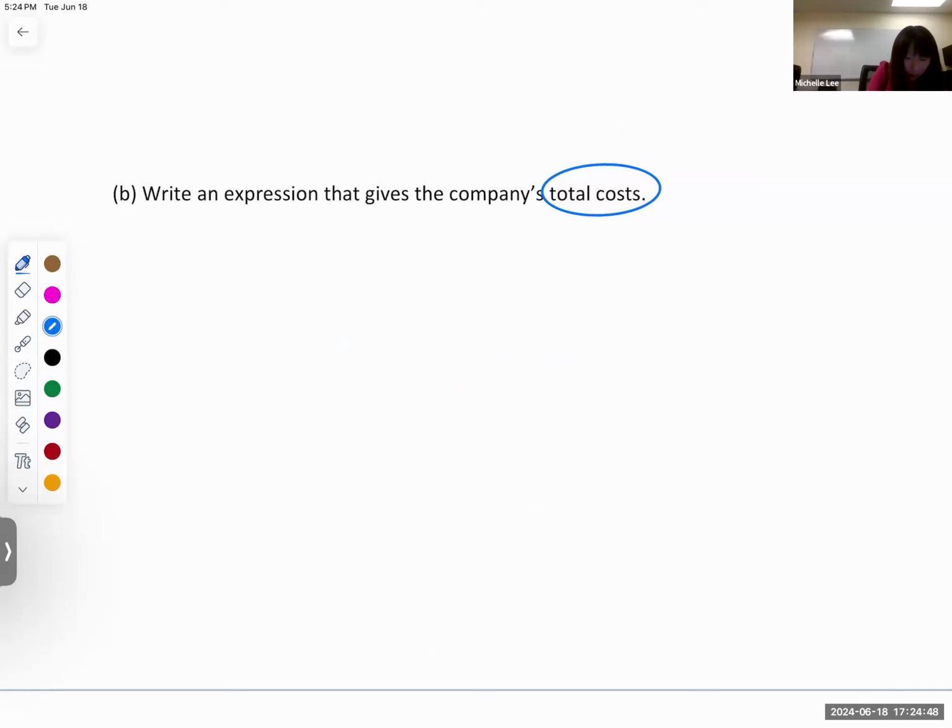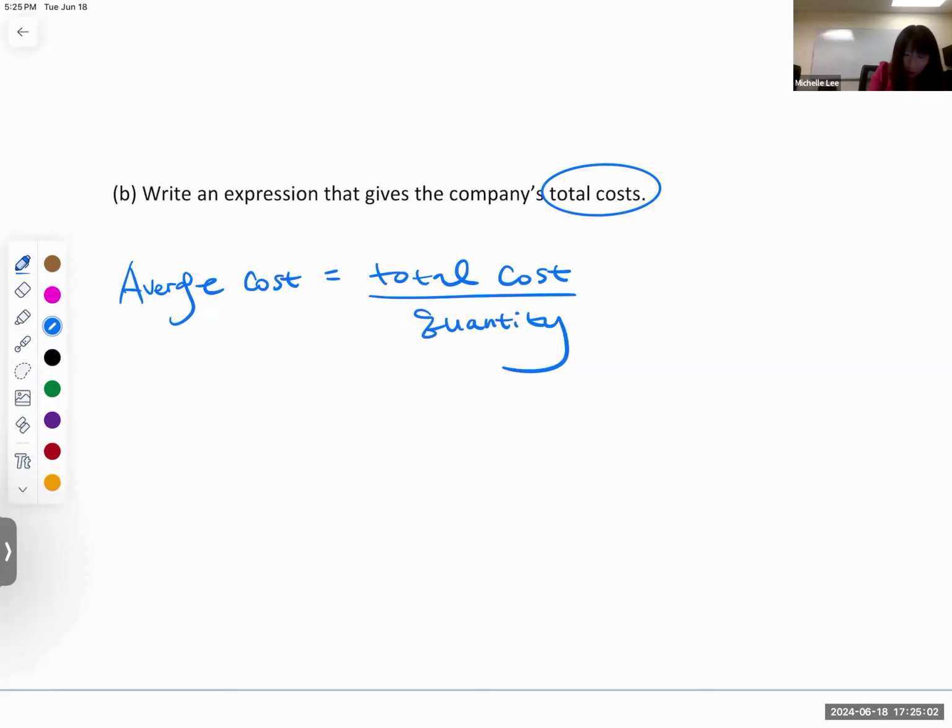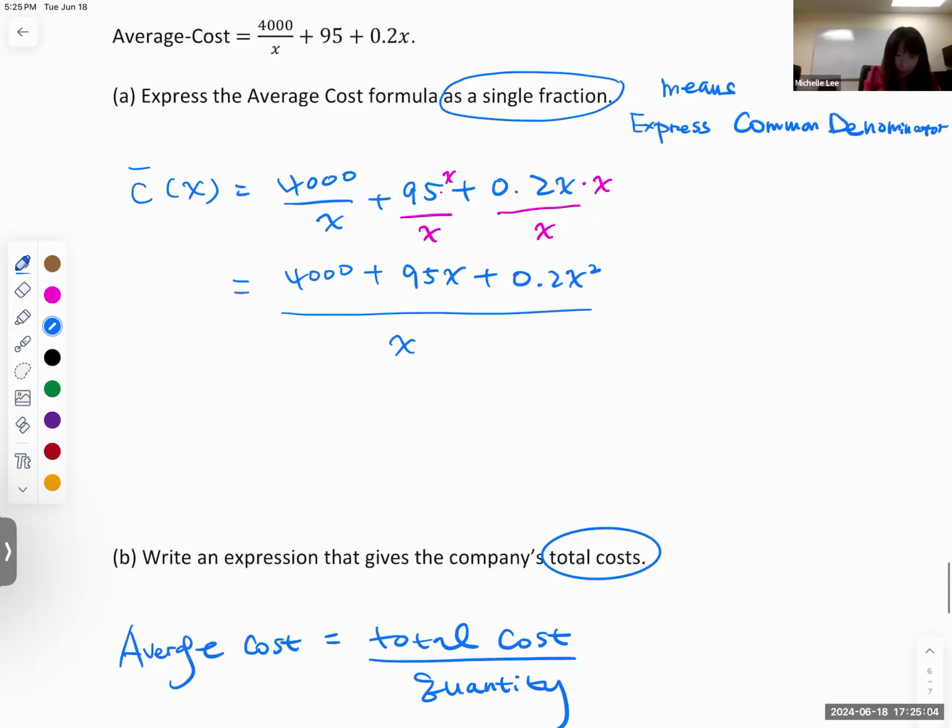Okay, so average cost, which is total cost over quantity, right? Okay, then this is the average cost.